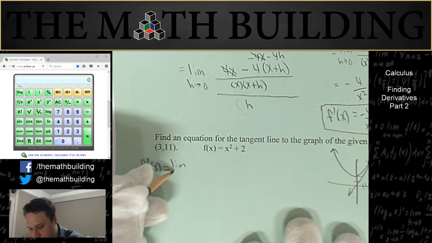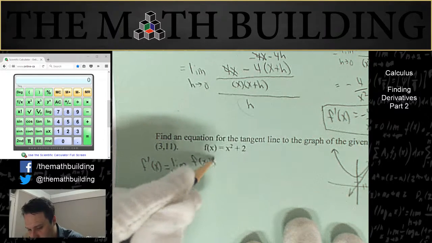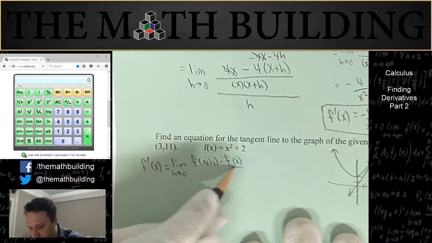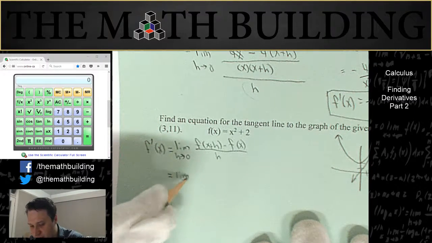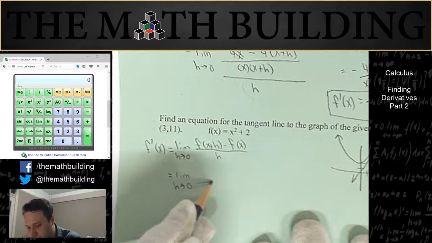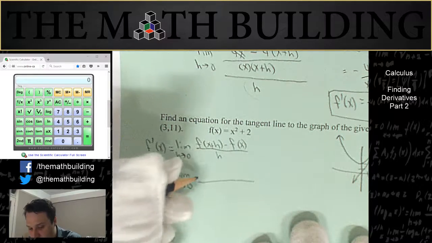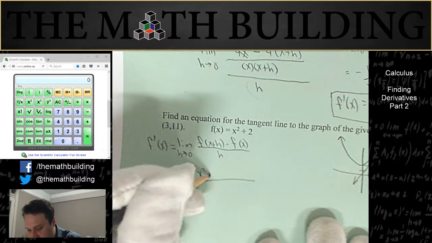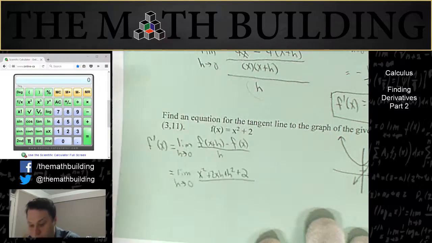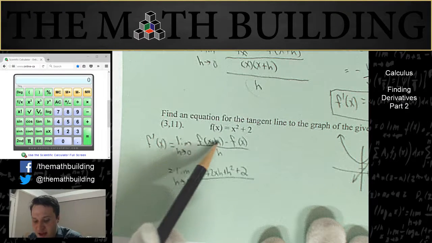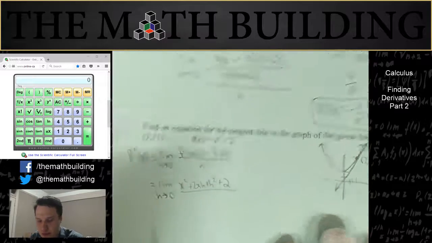That's equal to the limit as h approaches 0 of f of x plus h minus f of x all over h. Now, if it's okay with you, I might skip a few steps here, so if you have any questions, just ask them in the comments. This is going to be x plus h squared plus 2. So that's going to be x squared plus 2xh plus h squared plus 2. All right, do you agree with me there? f of x plus h, if you plug in x plus h right there, this is f of x plus h.